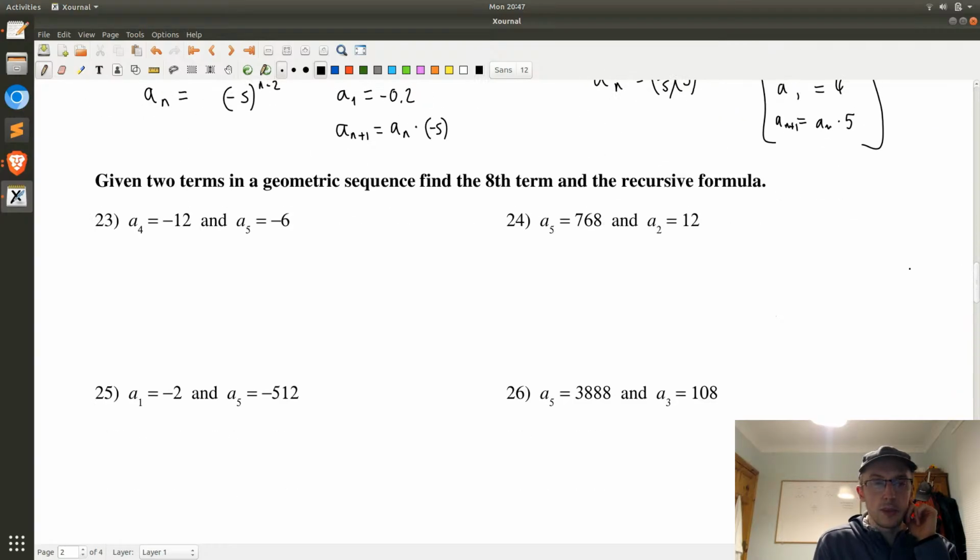Next up, given 2 terms in a geometric sequence, find the 8th term and the recursive formula. So term 4 is -12, term 5 is -6. So the common ratio is clearly half. So term 6 will be -3. Term 7 will be -1.5. And term 8 will be -0.75.